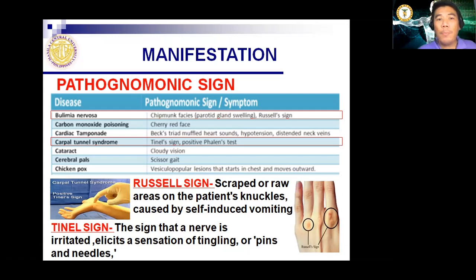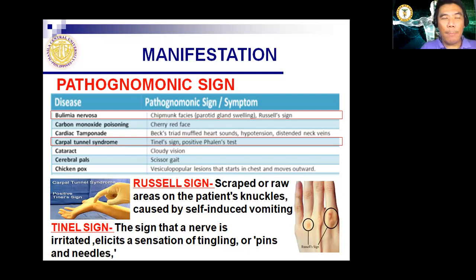Next, carbon monoxide poisoning. For carbon monoxide poisoning, you will remember cherry red face. You have seen a cherry, the cherry that is usually found at the top of the ice tree. So can you imagine the color? If the color of the cherry is described in the facial feature of the client, they may have carbon monoxide poisoning, because of the possibility that the toxic level of the carbon monoxide is reaching the different major organs.